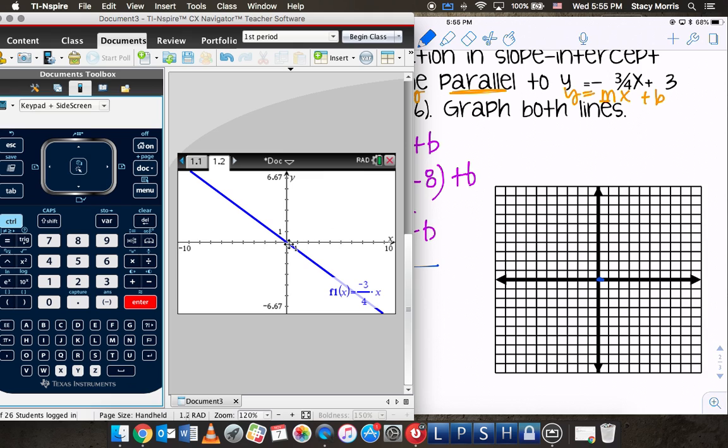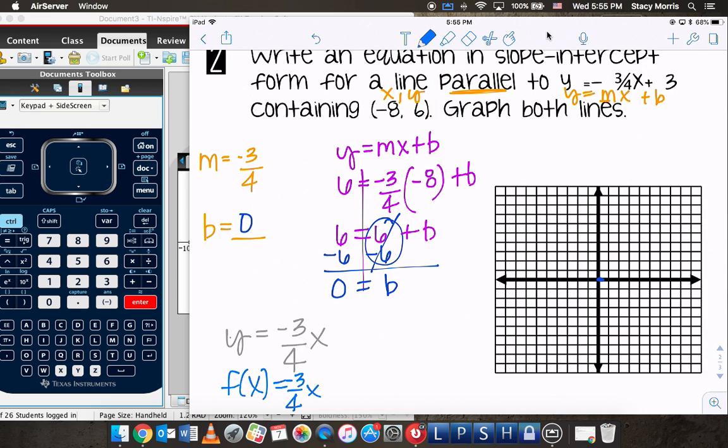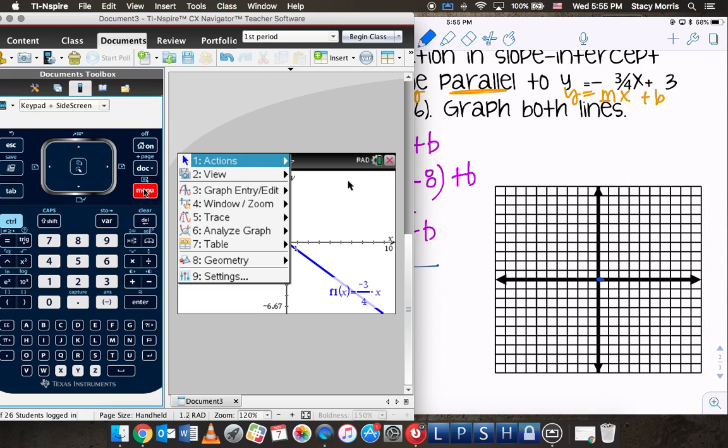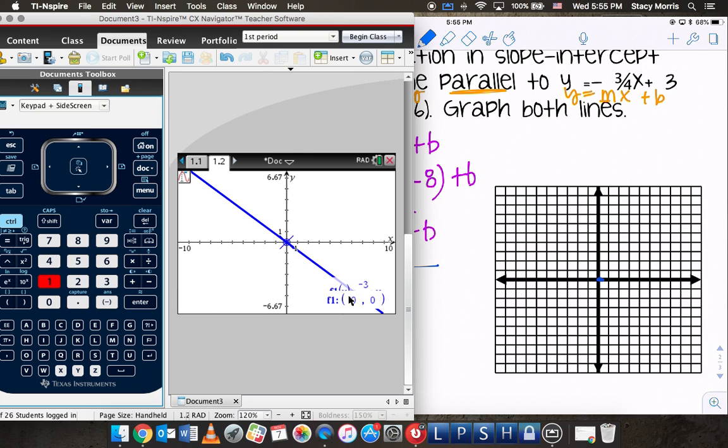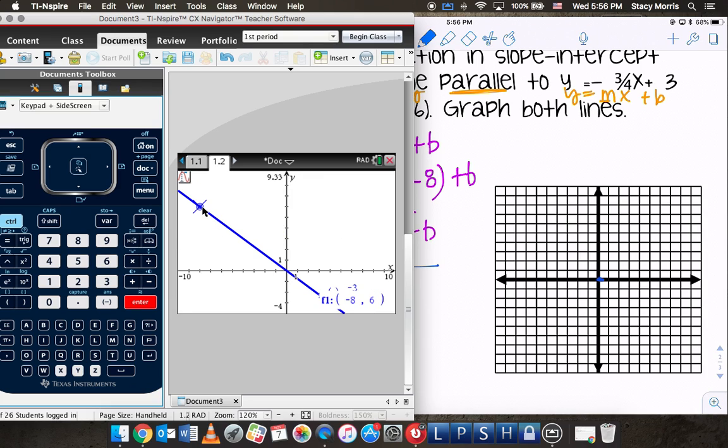So there it is. It goes through 0, 0. We want to see that it goes through this point, negative 8, 6. So I'm going to trace to do that. Menu, trace is 5, 1, graph trace. Starts out at 0, 0. I want to go to negative 8. So I just type negative 8, enter. So negative 8, 6, there it is.